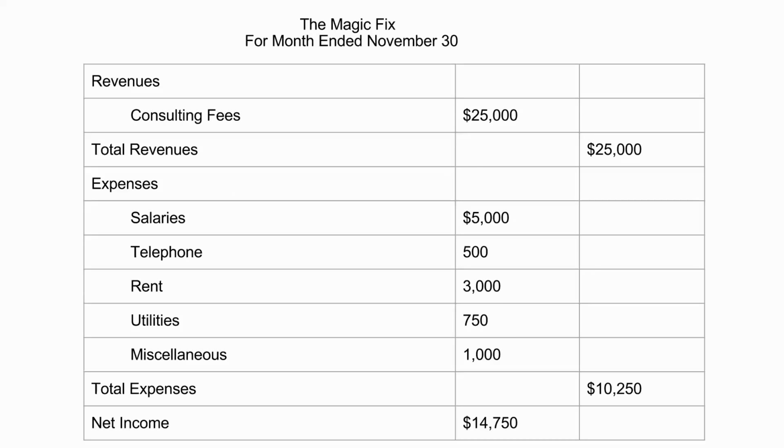So here's the correct income statement. This is for all of you guys who decided to go off and make your own income statement, or for all of you guys who decided to stay. As you can see, I have the consulting fees counted under revenues, and that gets us a total revenues of $25,000. Next, you can see my expenses clearly laid out. Salaries, telephone, rent, utilities, miscellaneous, you name it, it's there. Next is the total expenses.